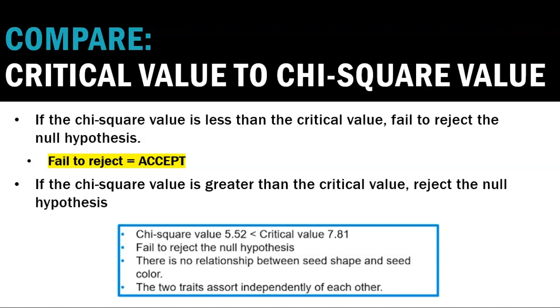So what does this tell me? It tells me that there's no relationship between seed shape and seed color. Therefore, the 2 traits are assorted independently of each other.